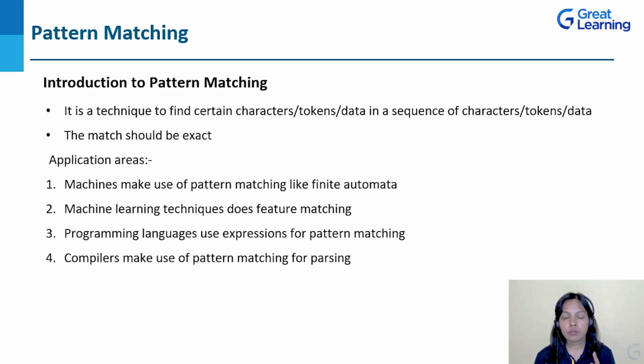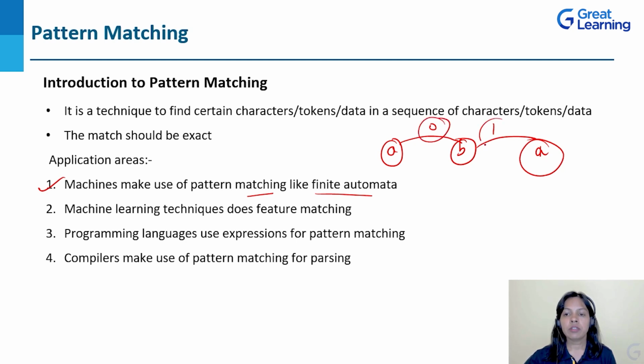In real scenarios, there are so many places where pattern matching is done. Even if I talk only about the computer science domain, there are a lot of places where pattern matching is done. For example, the first one is that machines make use of pattern matching. If you remember the concepts of automata theory, that is all about patterns, right? How the machine transfers from one state to another, that is, the pattern is studied in the form of zeros and ones. So that is one of the application areas for pattern matching.